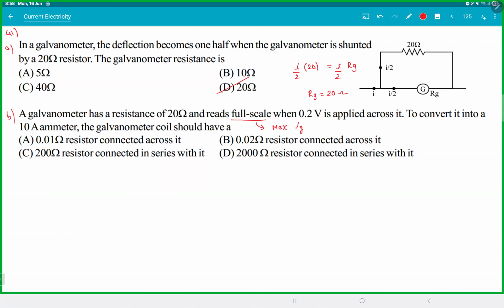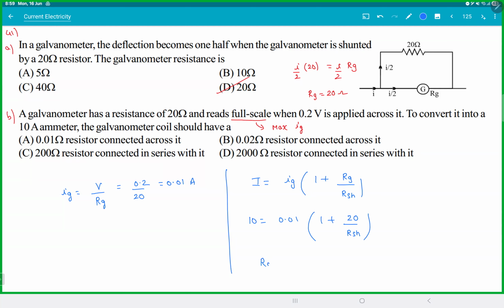And then you're done. So capital I is equal to Ig times (1 plus Rg by R shunt). That's it. You know everything. So you want to measure 10 amperes. That's your capital I. Ig is 0.01, 1 plus Rg is your 20, and R shunt you have to find. I think this comes out to around 20 by 999. You can approximate it to 0.02 ohms. B answer. Got this? So you need to find Ig from the first data point and then just use your regular formula.